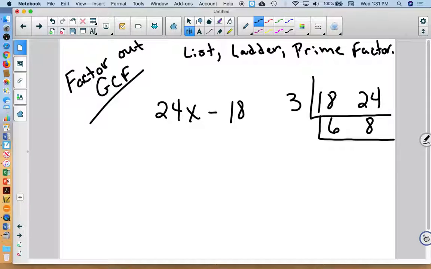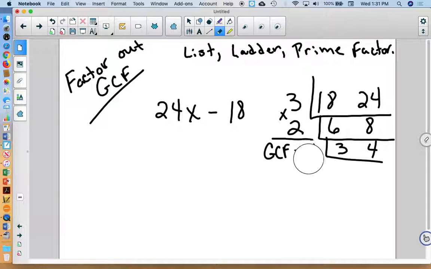Can I factor something else out? You would say, yes, you can take out a 2. 6 divided by 2 is 3. 8 divided by 2 is 4. Can I factor any other number out of those two numbers other than a 1? No. At this point, I am done. I multiply these two numbers, the 3 and the 2, and so my GCF is 6. My GCF is 6. My brain is thinking before my hand.